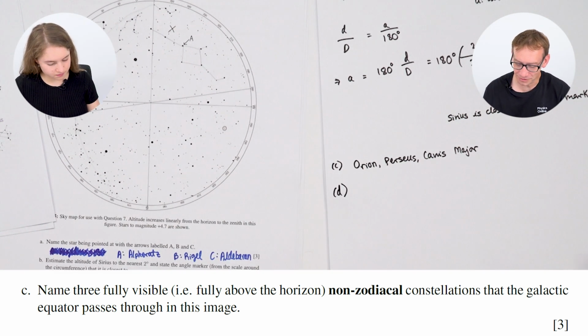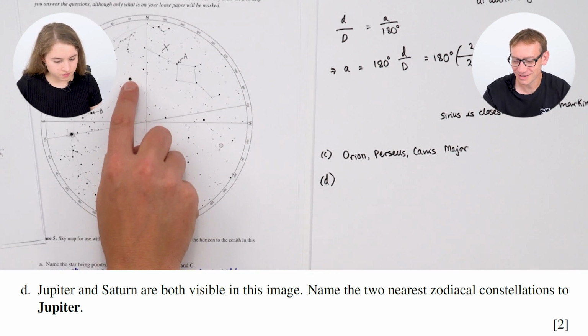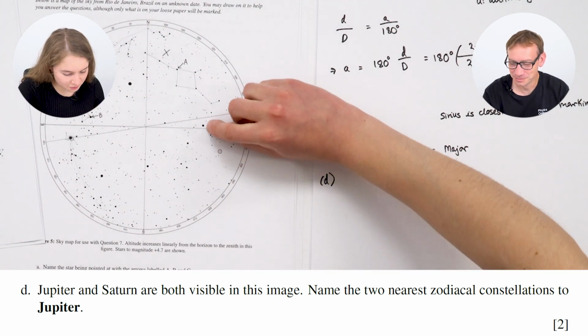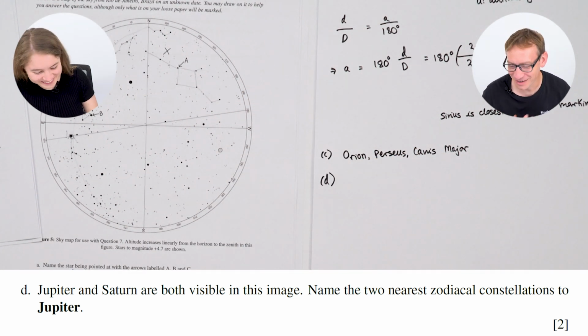So Part D. Now we've got something about some planets. So Jupiter and Saturn. You've already told me that's Jupiter, but is that Saturn? That's actually the moon. This one's Saturn. Okay, there we go. So again, a bit of knowledge will definitely help you. You can't just guess it.